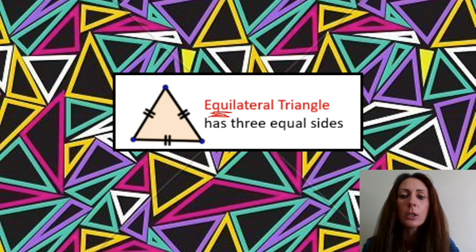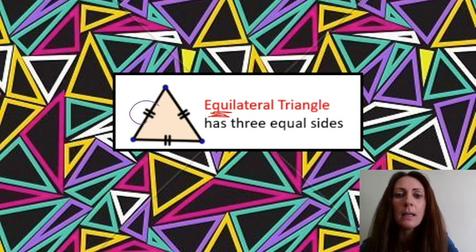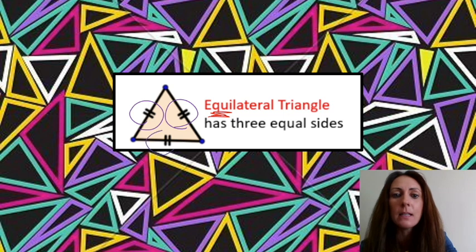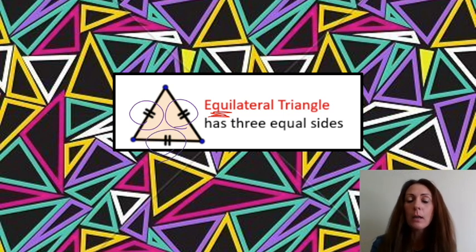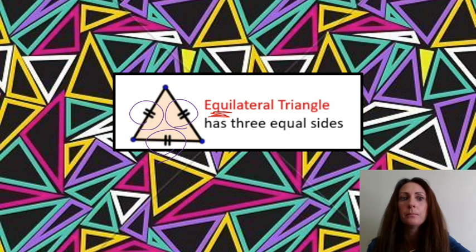There are different ways to show it. Here you see that it's shown by these double hash marks. That's one way that shows you that each of those sides is equal. They have the equal number of hash marks on each side, which means that each of the sides is equal. So if a triangle has three equal sides, we would classify that as an equilateral triangle.